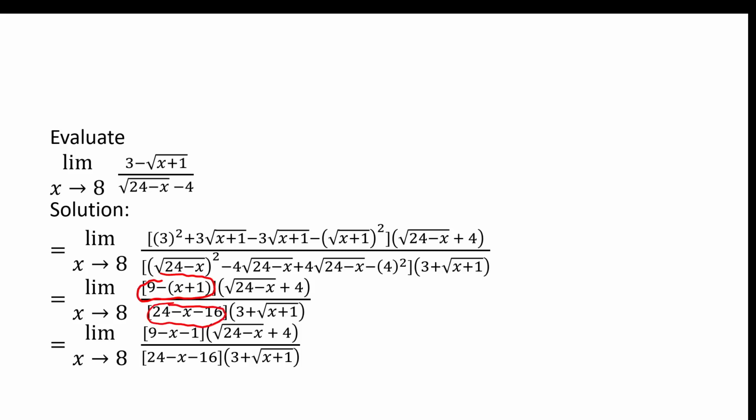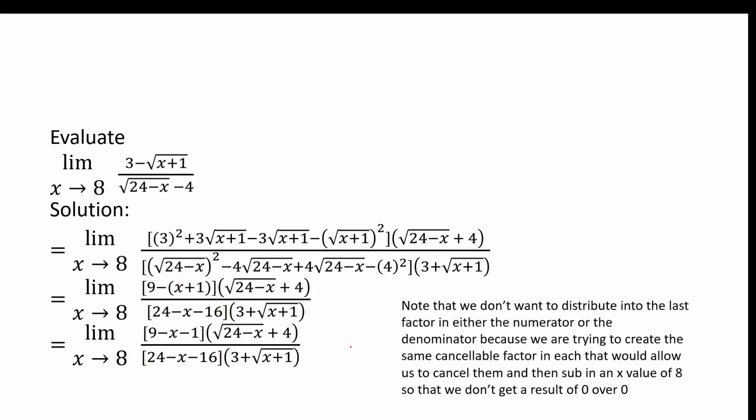Okay, now expanding that negative sign in, we get 9 minus x minus 1 up top as a factor, and we get 24 minus x minus 16 as a factor down below. We still have these factors here, and we still need to keep them along with us. But if you haven't quite seen why we've done that yet, you'll see in a minute. We don't want to distribute into the last factor in either the numerator or the denominator because we're trying to create the same cancelable factor that would allow us to cancel them both out.